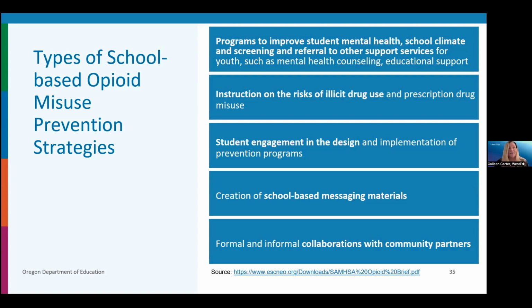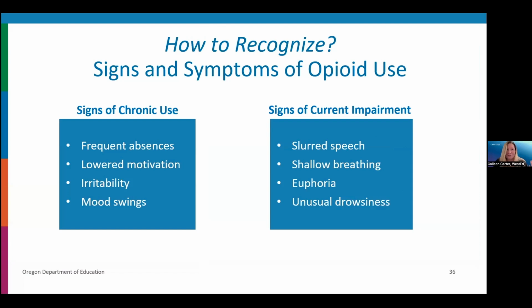So now I'd like to talk a little bit. You might be asking yourself, how do I recognize the signs and symptoms of opioid chronic use or current impairment? Since schools are the primary first tier to helping advocate for young adults by seeing the warning signs sooner, here's a few ways you can recognize them. Some signs of chronic use could be frequent absences, lowered motivation, irritability or mood swings. And some signs of current impairment could be slurred speech, shallow breathing, euphoria, which is feeling high, or unusual drowsiness.